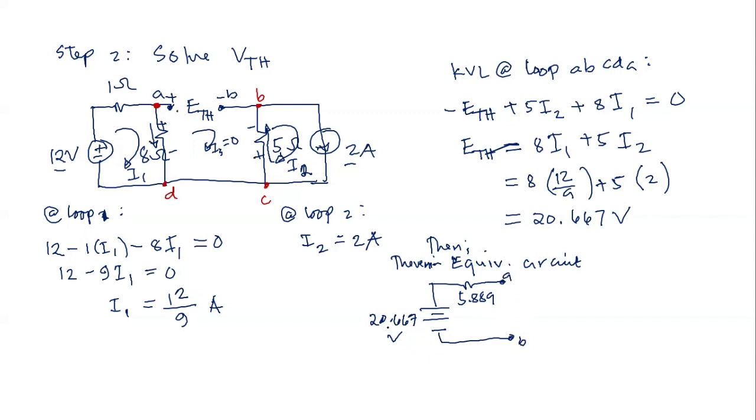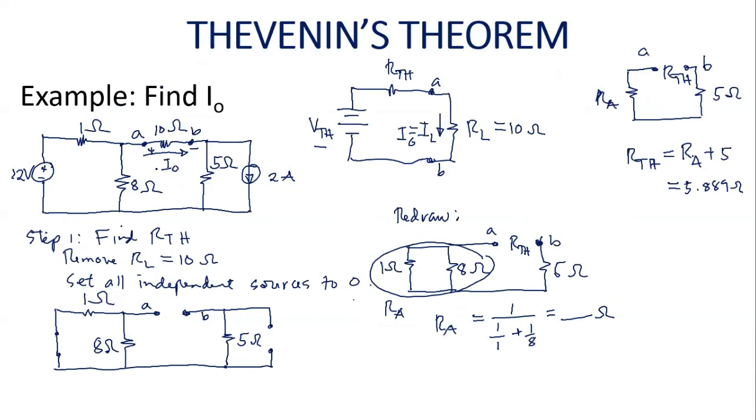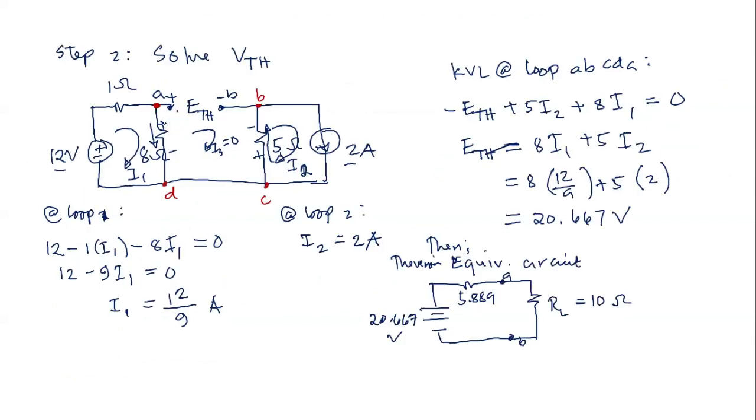So the values of the voltage VTH and the RTH are the values when we removed the RL, or we excluded RL in the computation. And then we will connect back the RL to the circuit. RL is equal to 10 ohms. Why is it that the RL is equal to 10 ohms? Because it is where the IO flows. The IO is the unknown, so we have to consider the RL that is equal to 10 ohms. So this is IO.